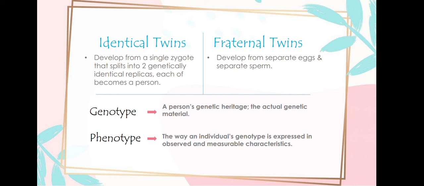Okay, next, genotype and phenotype. Genotype is a person's genetic heritage, the actual genetic materials. Phenotype is the way an individual's genotype is expressed in observed and measurable characteristics. So genotype refers to genes. Alright? Phenotype refers to what is expressed, what can be observed, what can be measured characteristically.